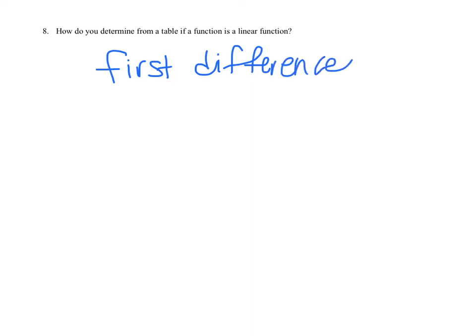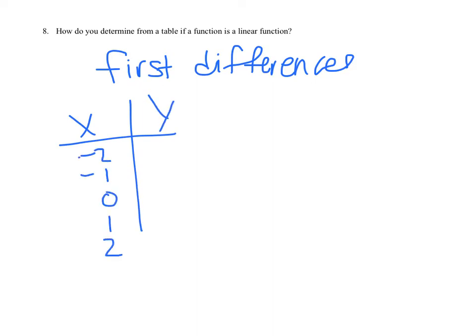How do you determine from a table if a function is a linear function? What we're looking for here are the first differences. We did an example in there where we had a table. Let's say it was negative 2, negative 1, 0, 1, 2. And then I had 7, 5, 3, 1, and then negative 1. Something along the lines of that.